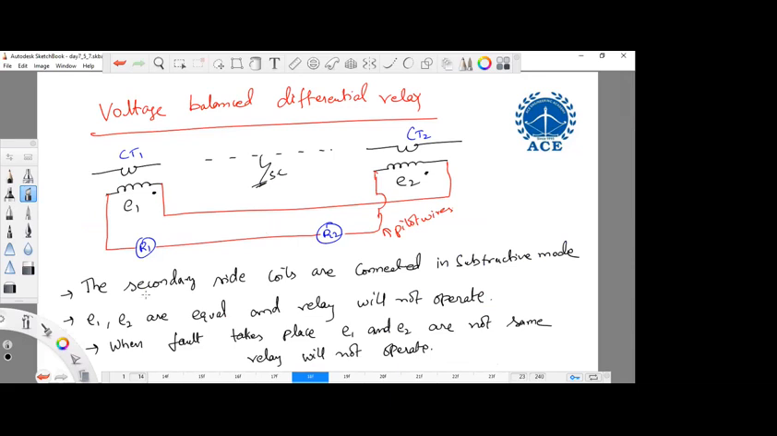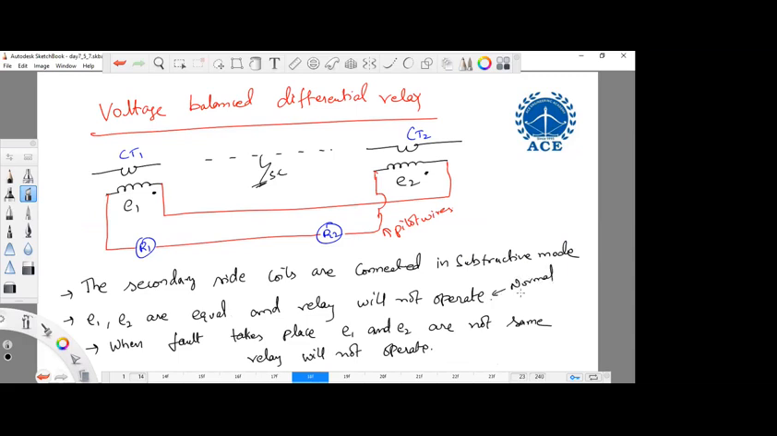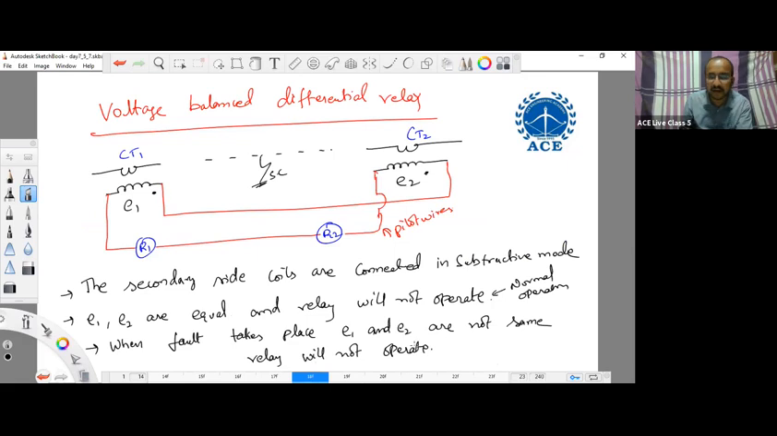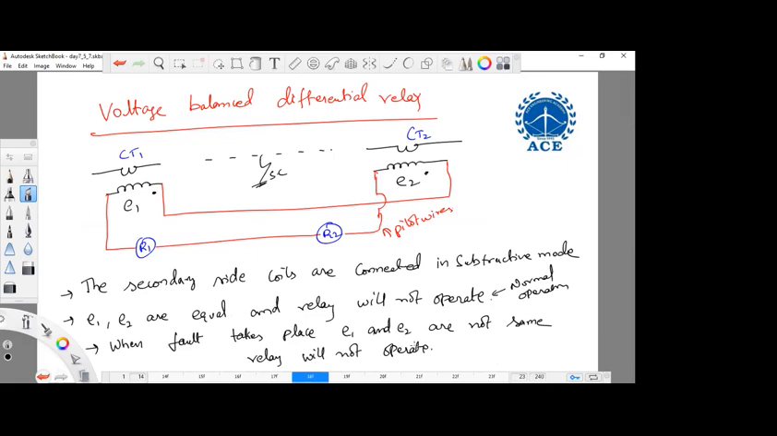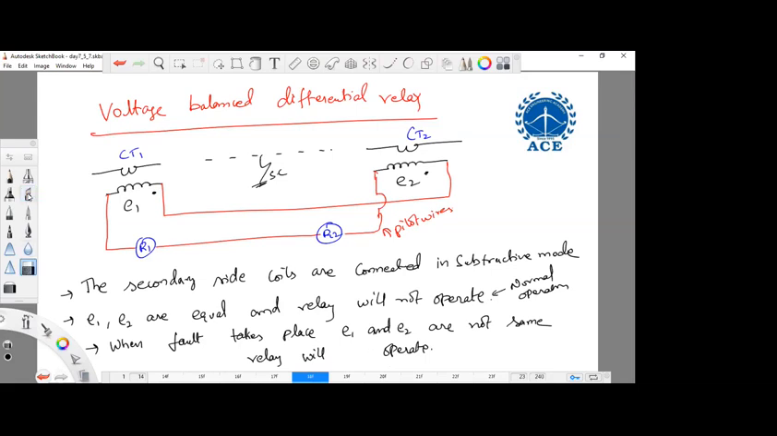Okay, sir. The secondary side coils are connected in subtractive mode, E1 and E2 are equal, and it will not operate. This is during what condition? Normal operation. Yes, sir. Here when a fault takes place, E1 and E2 are not the same. The relay will operate, but here you have written it will not operate. Sorry, the relay will operate. Yes, thank you, sir.